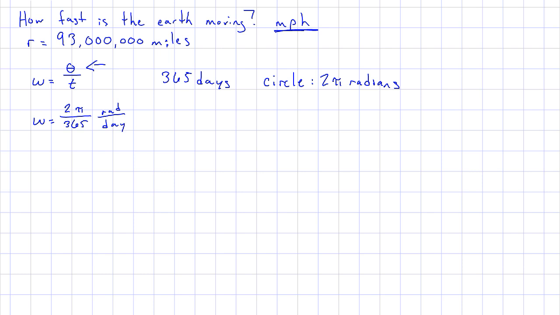But I'm seeking miles per hour, so I want to have radians per hour instead. So I'm actually going to alter this. Instead of radians per day, I'm going to convert to another unit. 1 day is equal to 24 hours. So I can cancel out my day units, and once I simplify, I end up with pi over 4,380. That's going to be radians per hour. This is my angular velocity.